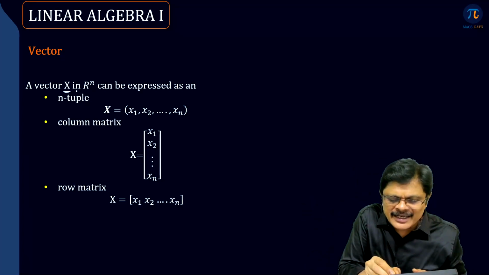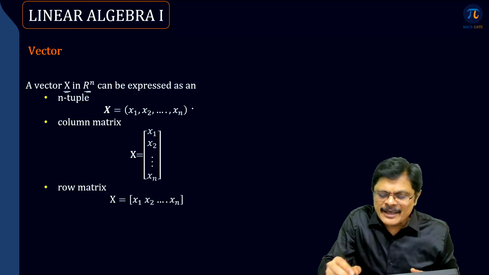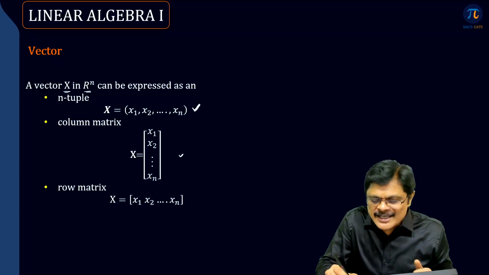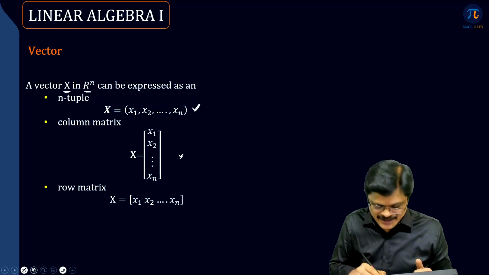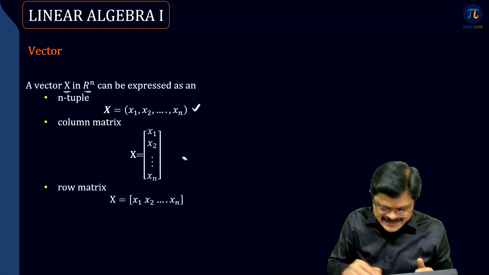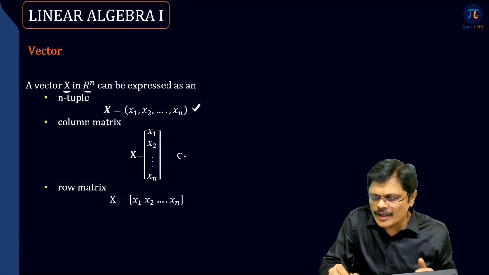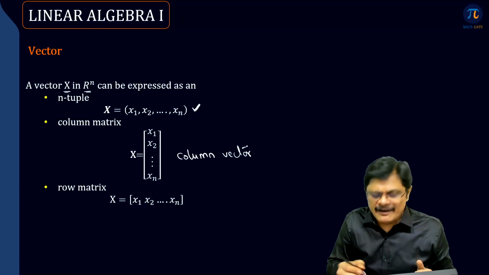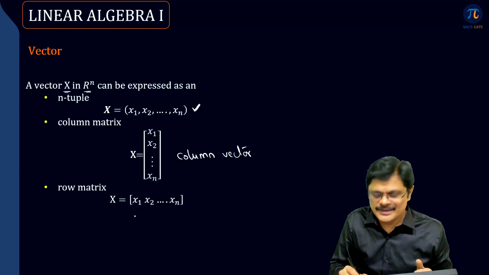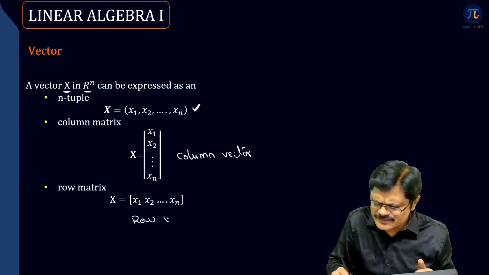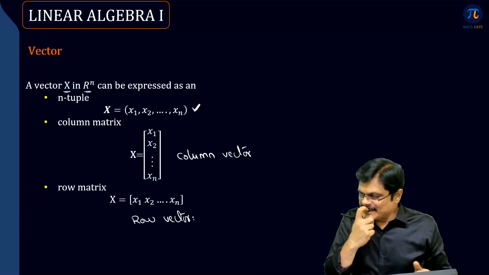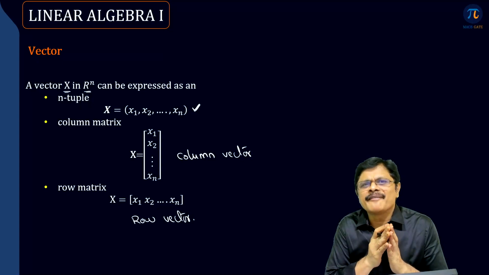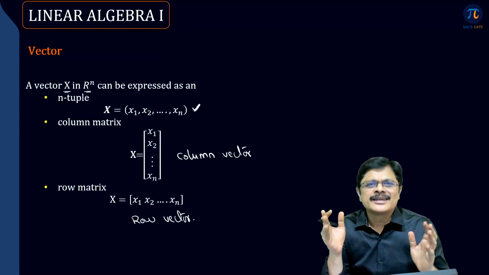Suppose you have a vector in n-dimensional space. It can be represented as an ordered n-tuple, or you can represent it as a column matrix or row matrix. If a vector is represented as a column matrix, we call it a column vector. And if it is represented as a row matrix, then it is called a row vector. That is the terminology, my dear friends. These 5 important definitions which I am going to give are very, very useful throughout linear algebra.